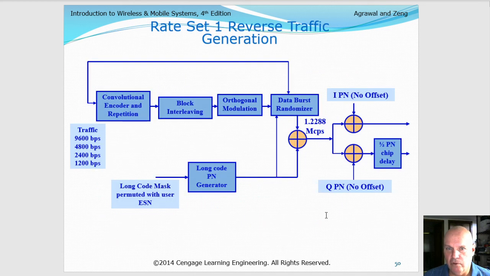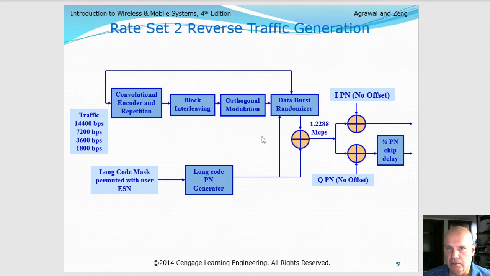And so this shows the reverse traffic generation. Again, all the blocks are pretty similar, with error correction, mixing with the pseudo noise generator, and then mixing again with the Walsh code to provide the spread spectrum, and then simultaneous mixing with cosine and sine for the same bit streams, to actually provide some redundancy here. And then this is the corresponding figure for the second rate set.